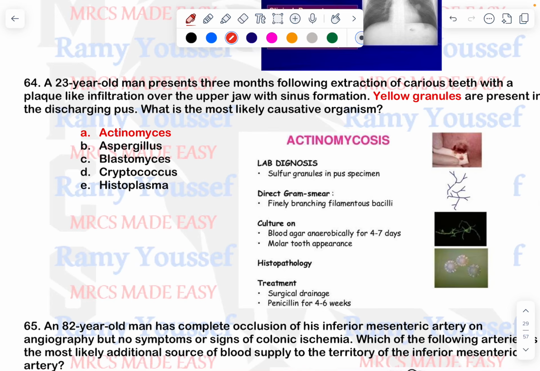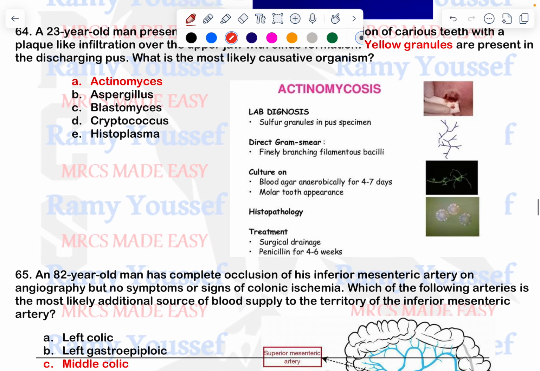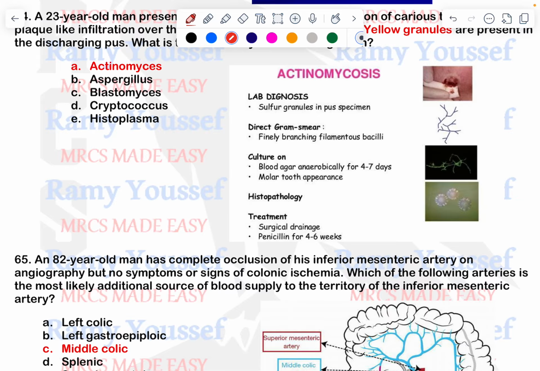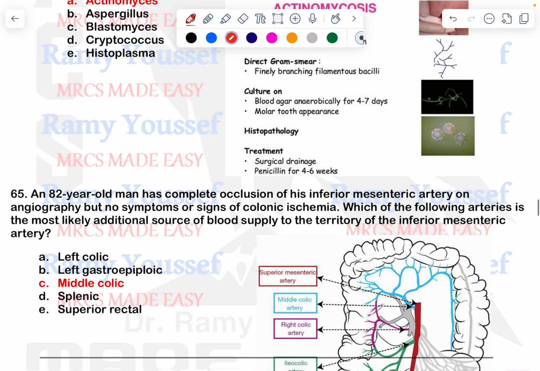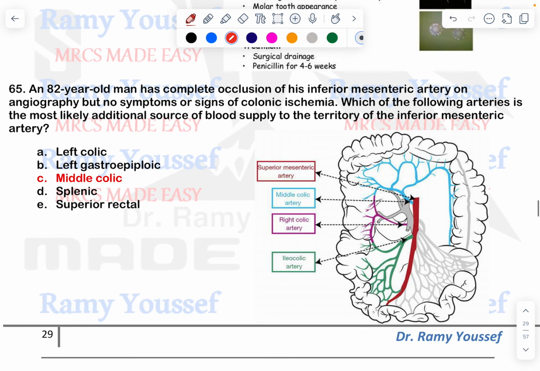An old man has mesenteric angiography and no symptoms of ischemia. Which one of the following arteries is most likely to be the source of blood supply to the territory of the inferior mesenteric artery? The inferior mesenteric artery supplies the left descending colon. But there are no symptoms, so the middle colic artery is supplying the region of the inferior mesenteric artery.